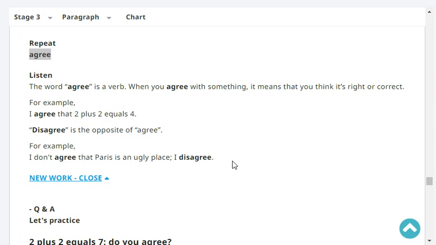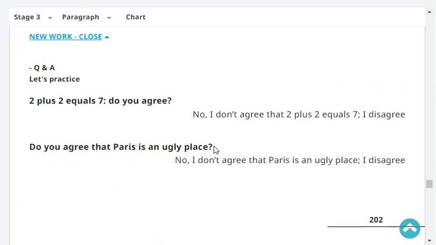Disagree is the opposite of agree. For example, I don't agree that Paris is an ugly place. I disagree. Let's practice. 2 plus 2 equals 7.